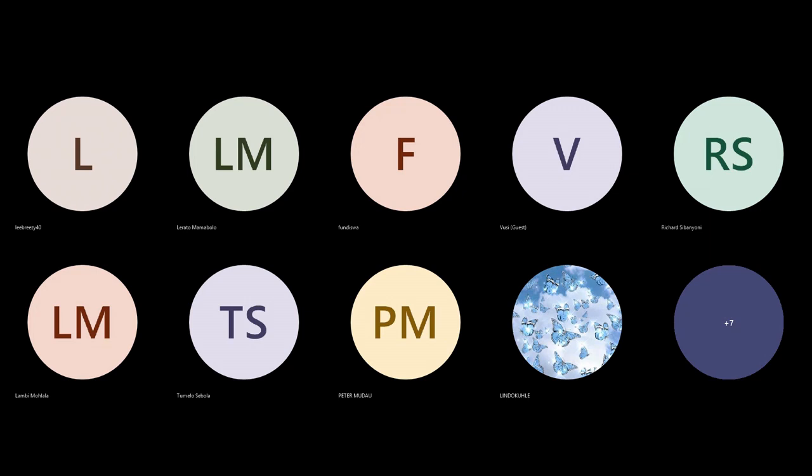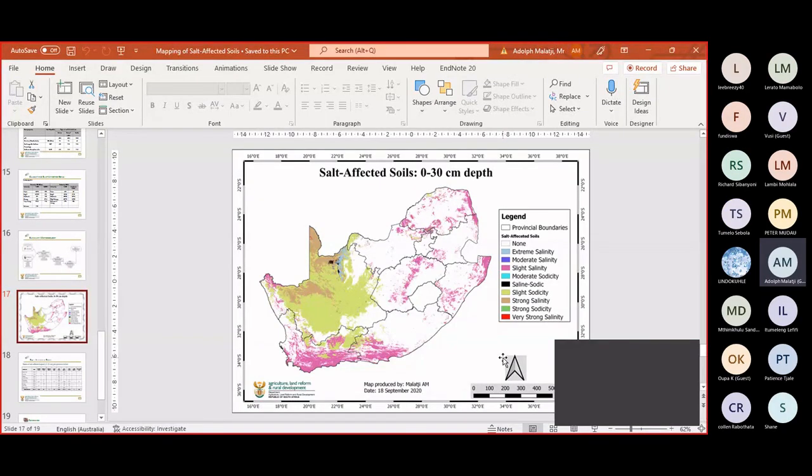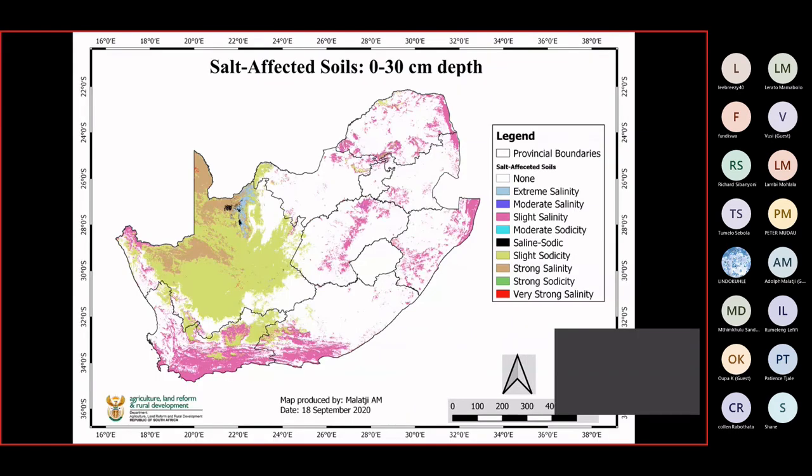Yeah, maybe if you don't mind, let me just share that map again. I don't know if it's there. Can you see it? Yes, I can see, but it's not on slideshow. Okay, let me. Is it visible? Yes. Yeah, so that is your Northern Cape, how it looks.